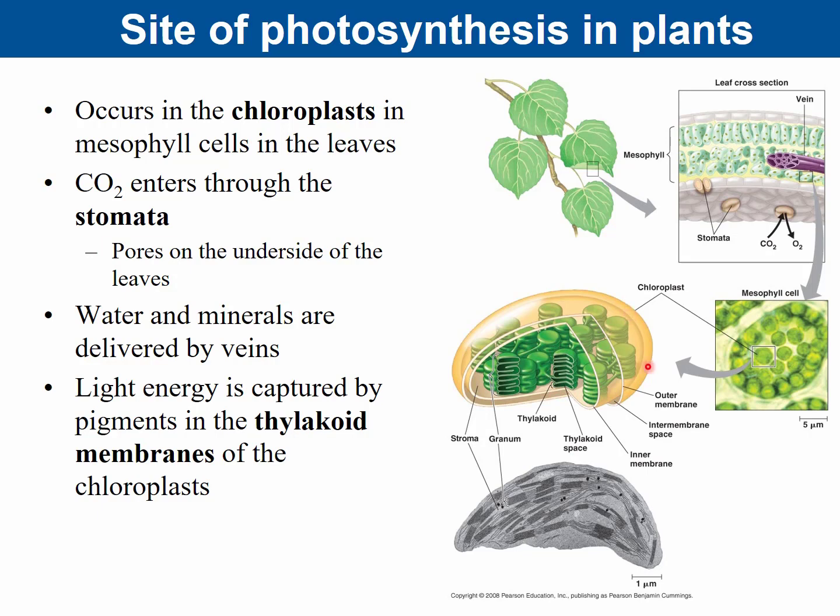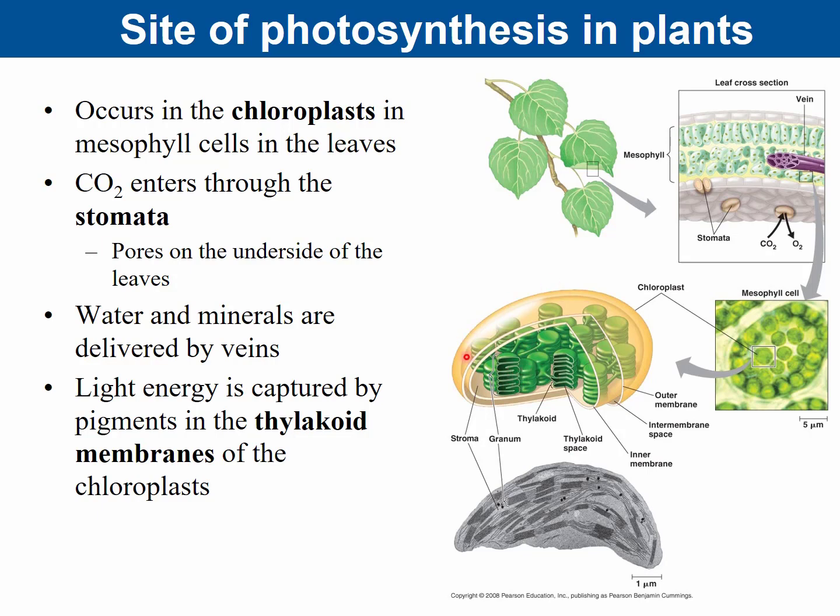In between the outer and the inner membrane is referred to as the intermembrane space, just like for the mitochondria. Remember that in the mitochondria, the space between the outer and the inner membrane is also called the intermembrane space. The space in the chloroplast inside the inner membrane is not called the matrix like it is in the mitochondria. The space inside the inner membrane is referred to as the stroma. The space inside the thylakoid membranes is referred to as the thylakoid space.